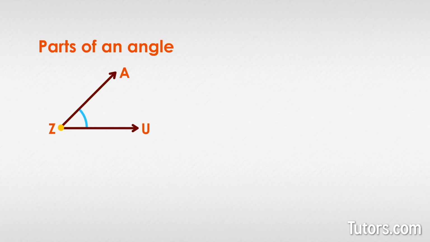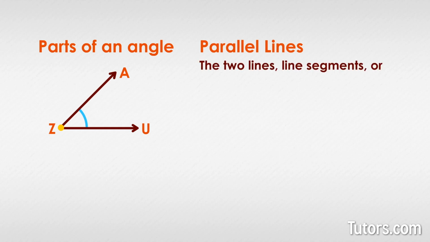Unlike the intersecting rays ZA and ZU, parallel lines never meet. The two lines, line segments, or rays never converge or diverge. The only sneaky way to get an angle from parallel lines is to declare each line is a straight angle, which has a measure of 180 degrees.